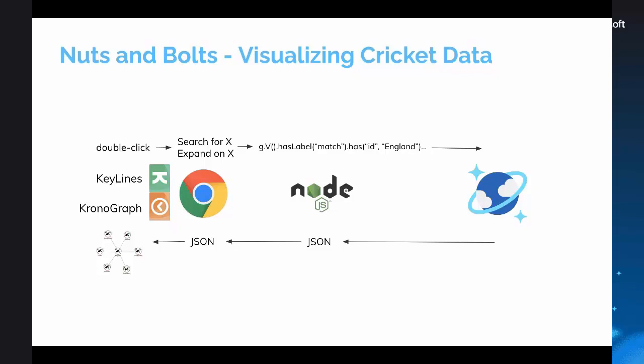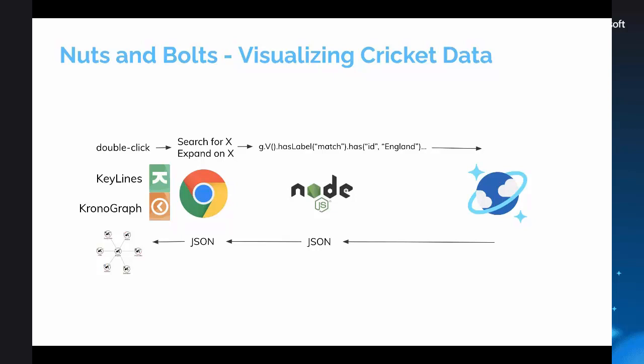Now, CosmosDB is going to take that query and turn it into a bit of JSON, which is all of the nodes and links that meet that criteria that you've passed on. And then we're not going to do anything with it other than pass it all the way back from the server to the browser, and from the browser back to KeyLines and KronoGraph, which are then going to turn that back into a visualization that an end user can understand and work with.